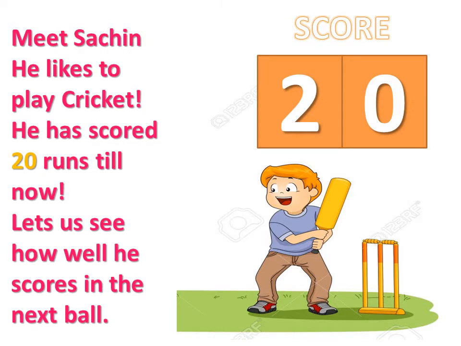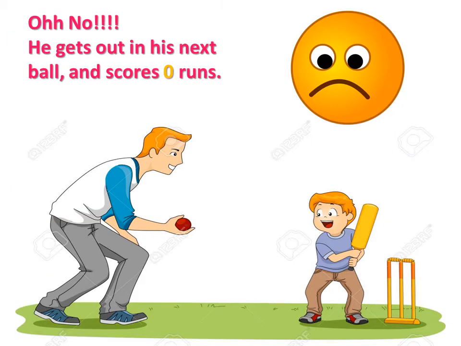Now let's look at another example. Meet Sachin. He likes to play cricket. We all love cricket, na? So let us see how much Sachin has scored. He has scored 20 runs till now. Let us see how he will score in his next ball. Oh no, he gets out on his next ball, and now he scores 0 runs on it. Can you find out what his total score will be now?